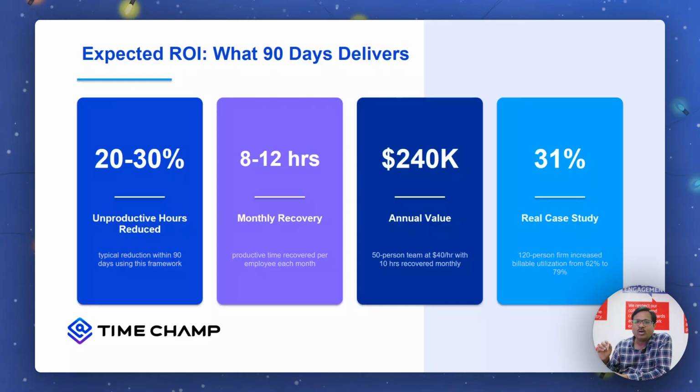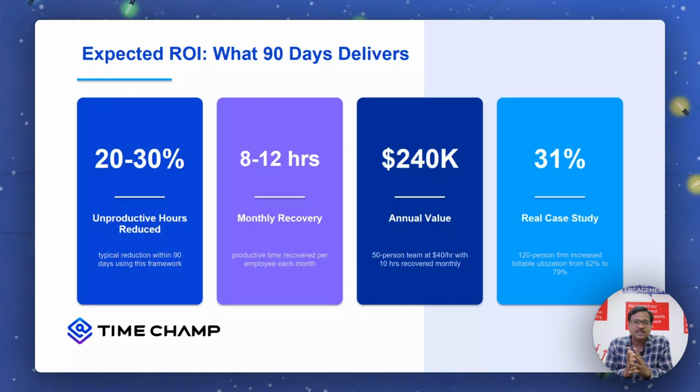Let me give you a concrete ROI example. A 50-person team, $40 per hour average fully loaded labor cost, 10 hours recovered per person monthly. That's $20,000 in monthly value, $240,000 annually, and that's a conservative estimate based on just 10 hours recovered per employee, when the data shows 8 to 12 is typical.